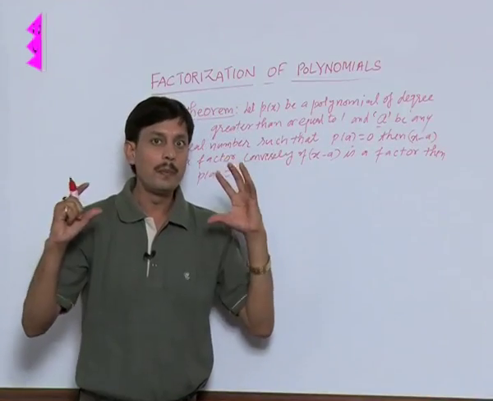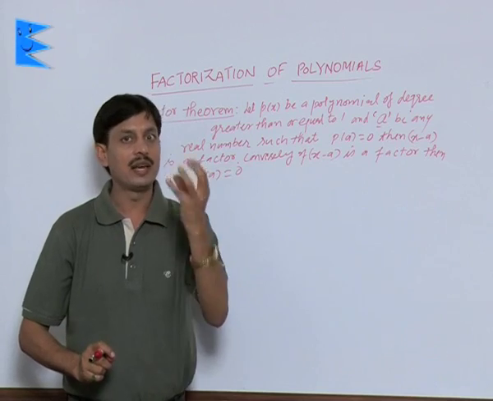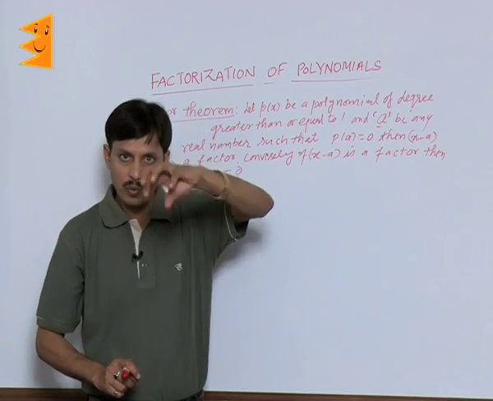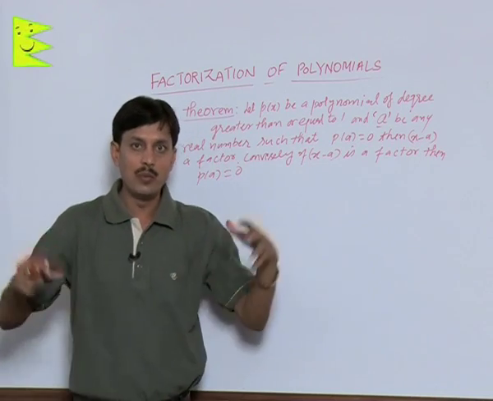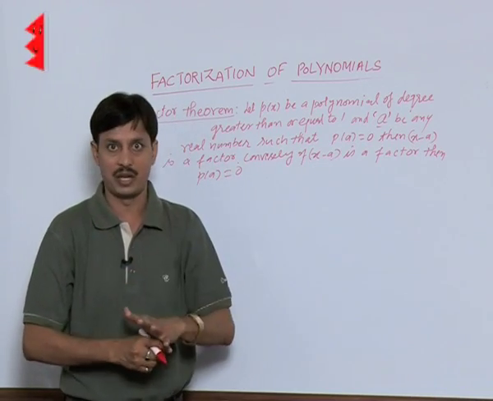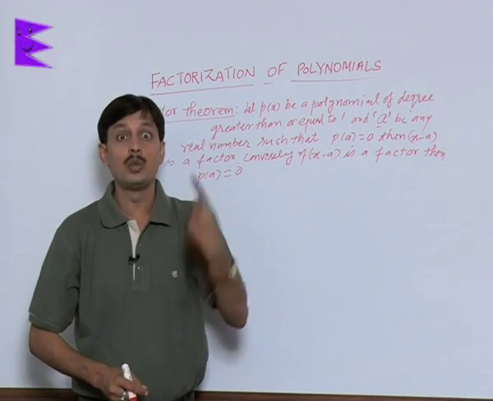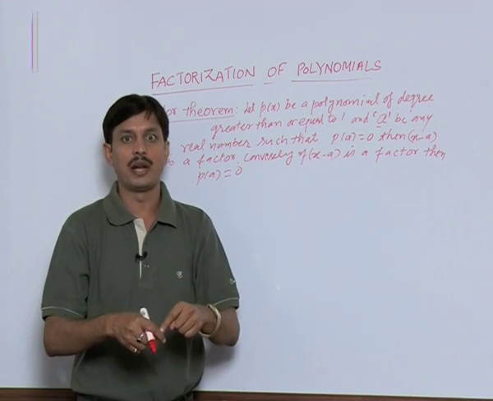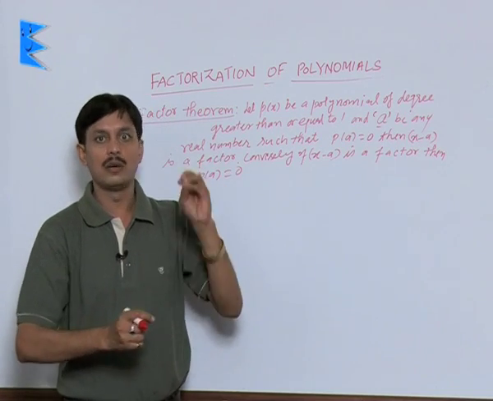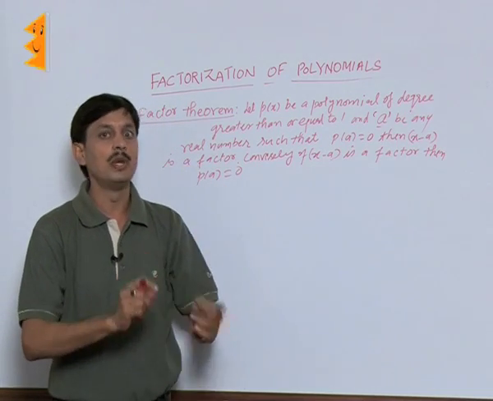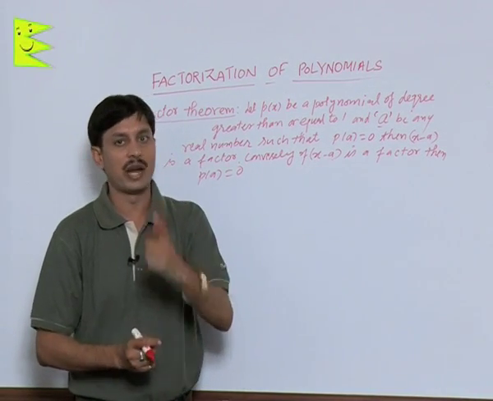That is, if p(x) is any polynomial of degree greater than or equal to 1, and there exists a real number a which, when put in place of x, makes the polynomial 0, then we say x minus a is a factor. If the value of the polynomial becomes 0 at x equals minus a, then x plus a is a factor. And conversely, if x minus a is a factor of the polynomial, then p of a will be 0. So this is the theorem which is known as the factor theorem.